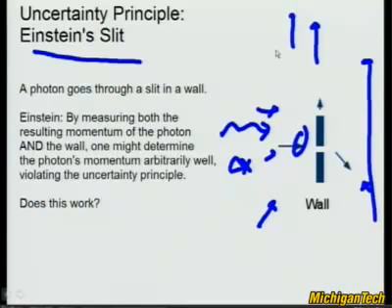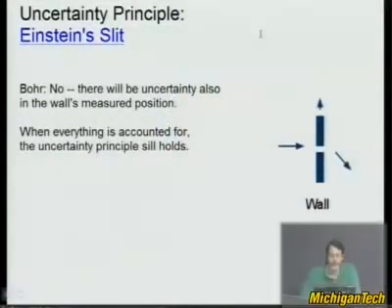So it was a clever try. It was a very fundamental try, but it didn't work. Einstein was not able to outsmart the uncertainty principle that way. But he didn't give up. Next conference. Okay, so here's the solution. Bohr said no. There will be uncertainty also in the wall's position. When everything is accounted for, the uncertainty principle still holds.